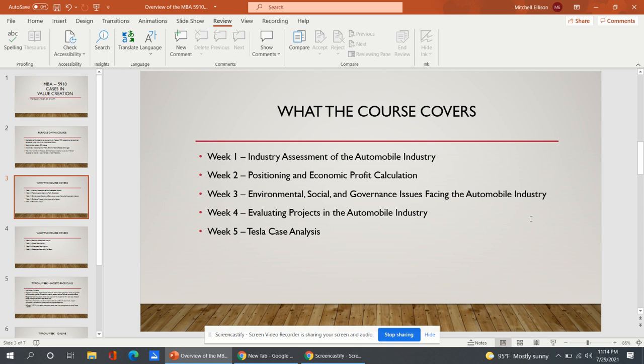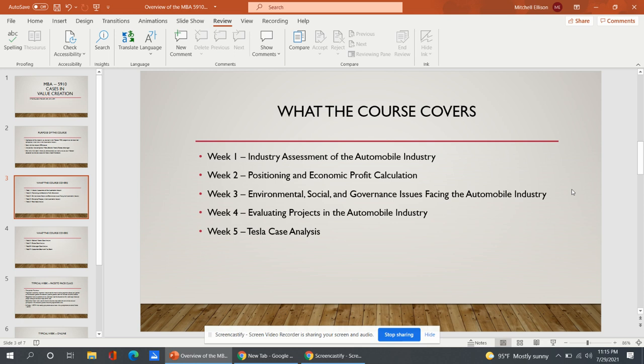And then governance. A big thing there is regulation of safety and of environmental fuel economy and stuff like that. This automobile industry is just loaded with these types of issues, and I hope that you take advantage of this and hopefully learn and participate. In week 4, we evaluate projects in the automobile industry. We step down to a much smaller level within the industry and evaluate projects.